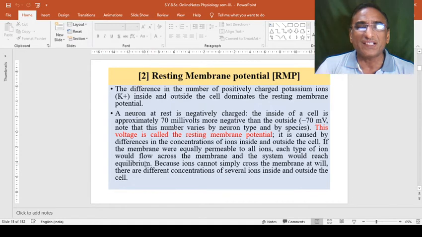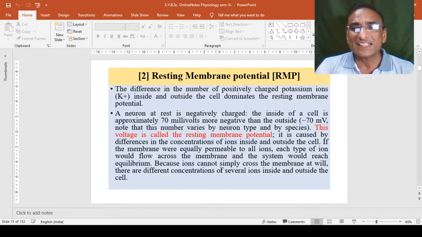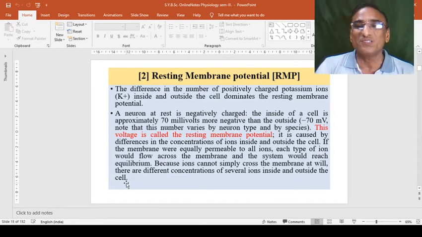They try to maintain the balance, that is the equilibrium level. If the level is in equilibrium position, then the resting membrane potential is standard. Otherwise, it shows unavoidable changes, because ions cannot simply cross the membranes at will. There are different concentrations of several ions inside and outside the cell, which facilitate the movement of potassium ions either outside or inside the membrane.